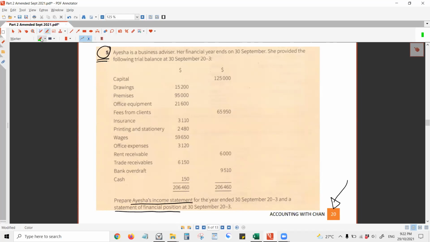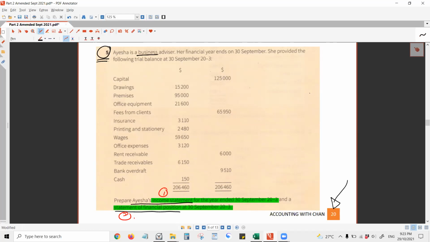So for the purpose of writing the heading, you can copy the line I have highlighted in green. Which one do you prepare first? Do you prepare SOFP first? Of course, no. You prepare income statement first, because you need to have the profit for the year figure, right? Then you prepare SOFP. This question is a bit different from what we did earlier, those that I discussed with you.